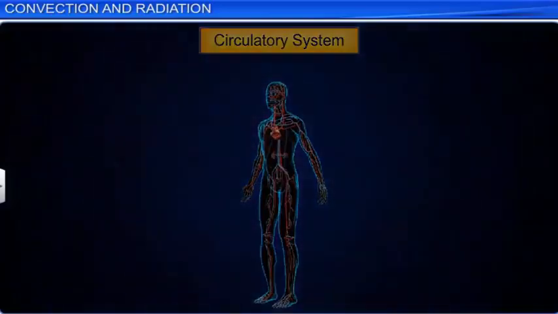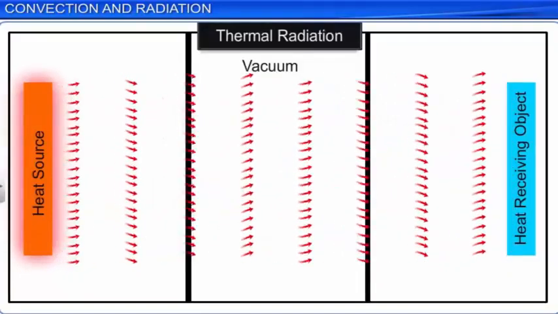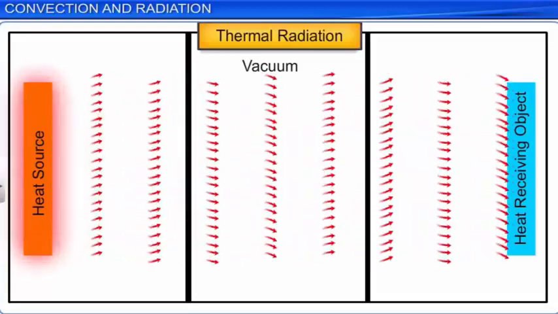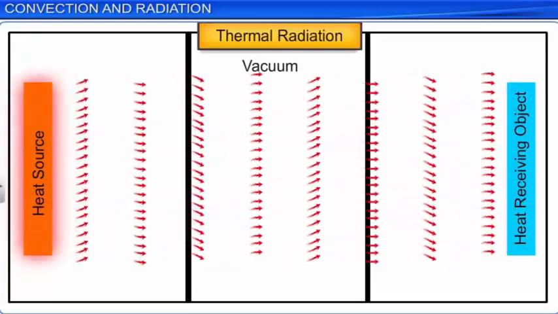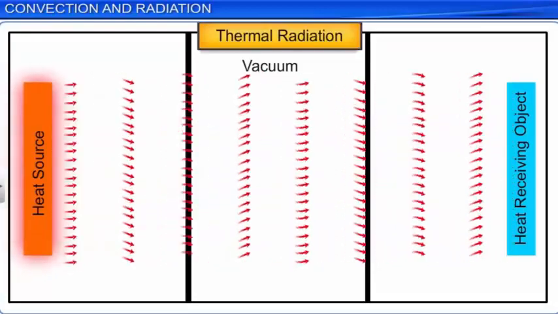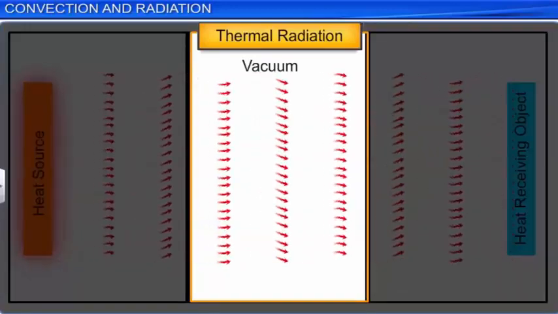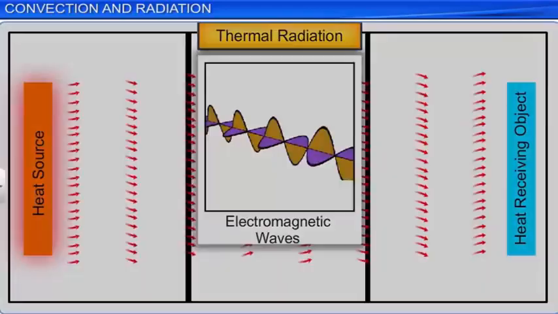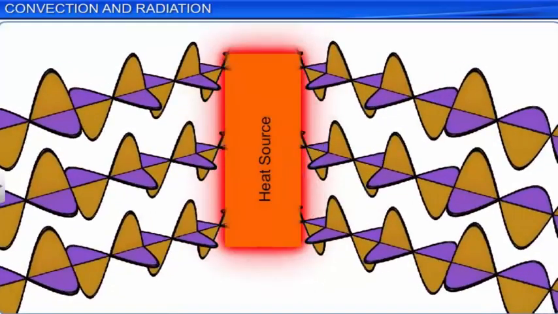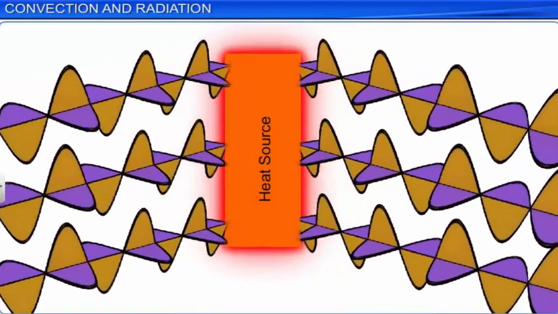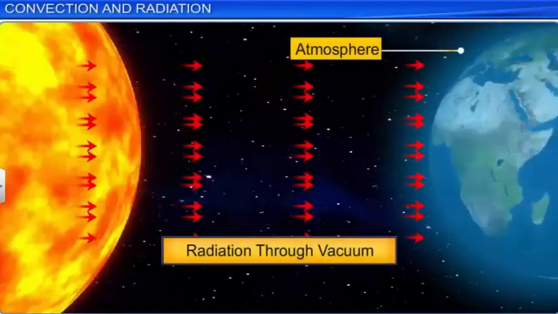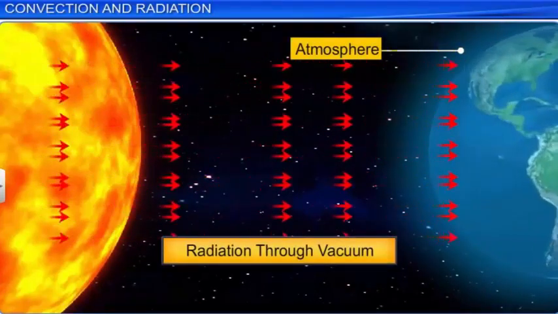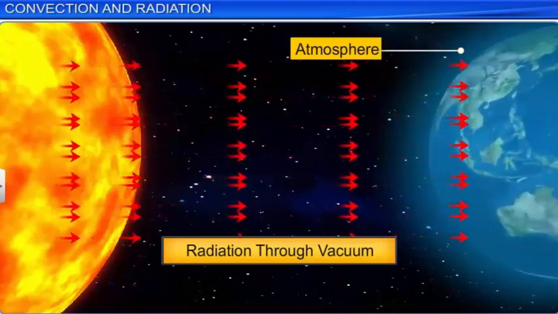The third mode of heat transfer is thermal radiation, where heat is transmitted even through vacuum in the form of electromagnetic waves. The electromagnetic waves emitted by a body by virtue of its temperature are called thermal radiation. Heat energy received from the sun is in the form of radiation.